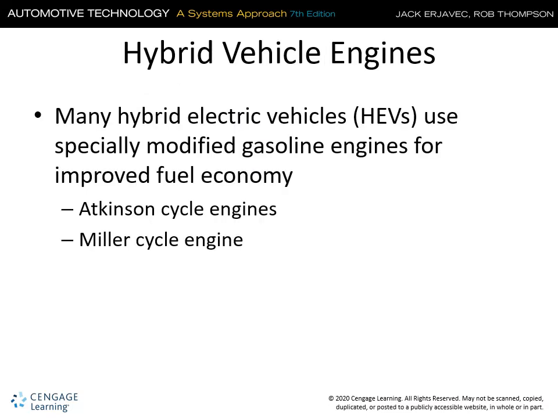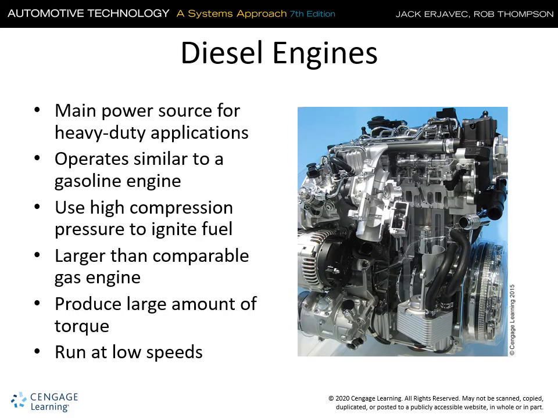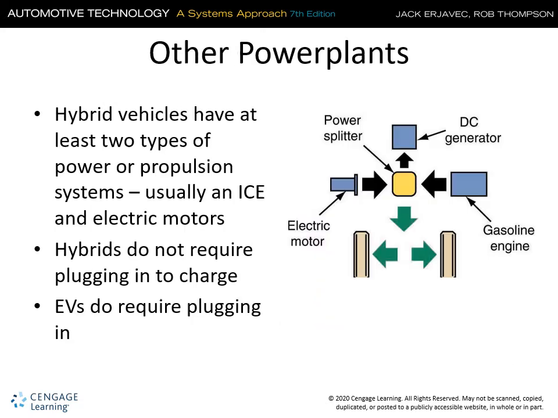Hybrid vehicles have a combination of an engine and an electric motor, and will use both the Atkinson and Miller cycle. Diesel engines are similar to gasoline, except they have a much higher compression ratio to ignite the fuel, and they're larger and heavier compared to a gas engine, produce more torque, and generally run at lower RPMs.